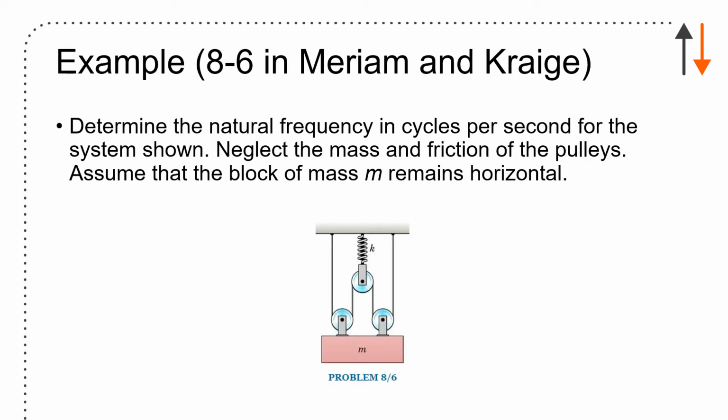I wanted to do one example from Meriam and Kraige. This is 8.6. Determine the natural frequency in cycles per second for the system shown. Neglect the mass and friction of the pulley and assume that the block of mass m remains constant.